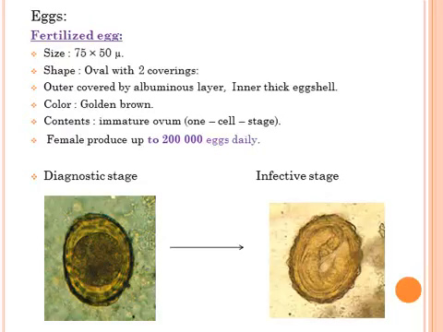So the fertilized ova during the stool examination is the diagnostic stage, but outside, during 2 weeks, the fertilized ova develops to embryonated ova containing larva 2, which is called the infective stage.